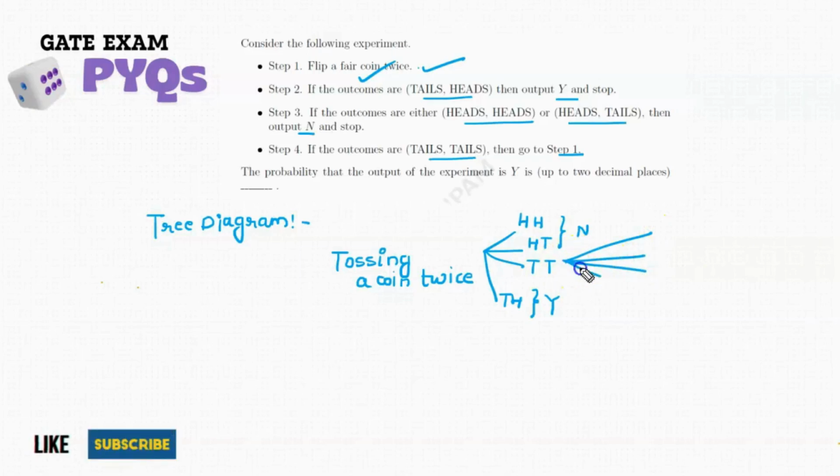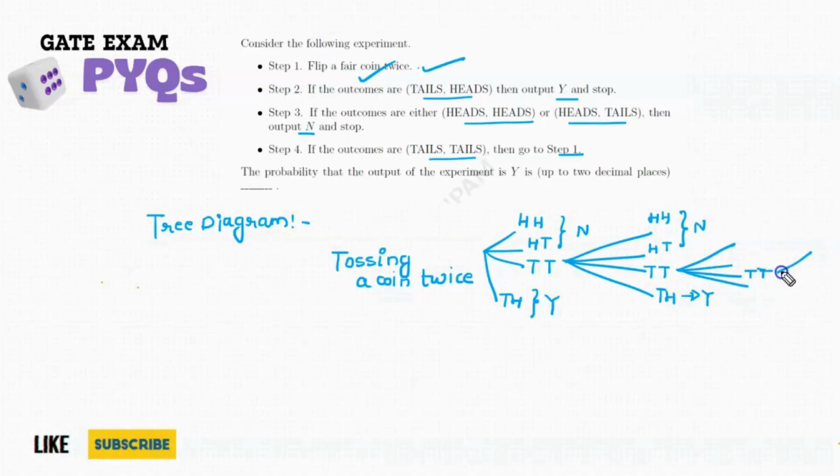which is, again we have to flip the coin twice. So we'll get again 4 outcomes: head head, head tail, tail tail, and tail head. Again here we will get output Y and this output will be N. And for tail tail we will keep repeating the process, flip the coin again, and this process keeps on going forever. Now the question is to find the probability that the output is Y. The output is Y whenever we have tail head in each of the cases.